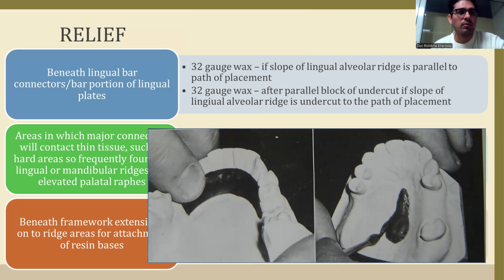Beneath the lingual bar or the connector bar, or the bar portion of the lingual plates, 32 gauge wax. If the slope of the lingual alveolar ridge is parallel to the path of placement, 32 gauge wax after parallel blockout of undercuts; if the slope of the lingual alveolar ridge is undercut to the path of placement. Areas in which major connectors will be in contact with thin tissues, such as the hard palate areas, so frequently for our lingual and the mandibular ridges elevate the palatal raphes.